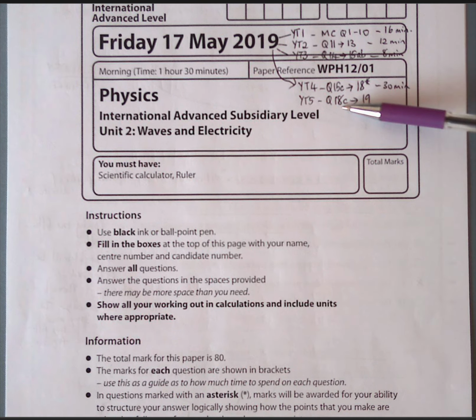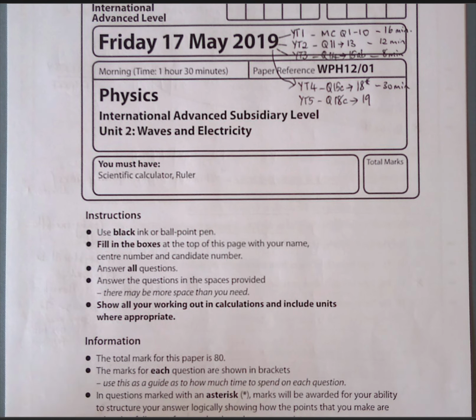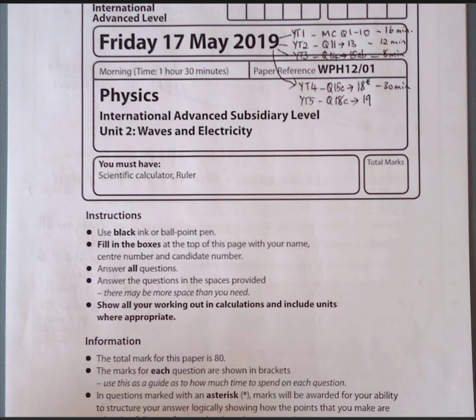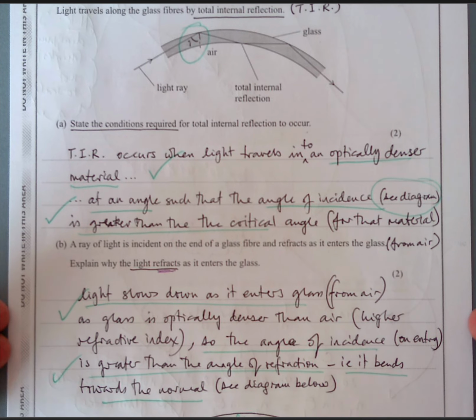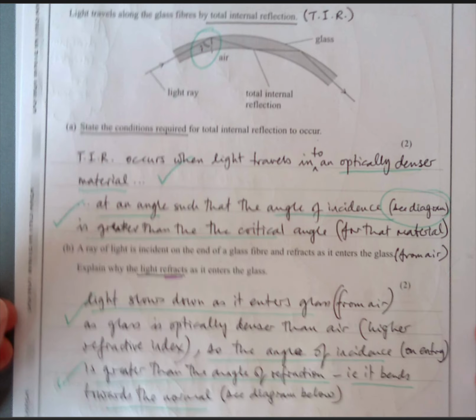So I'm going to show you 18 and 19, the last two questions in the final YouTube video on this exam for Edexcel Physics International A-Level, Unit 2, Waves and Electricity. I've already shown you question 18 in the previous video, so you can have a look at the explanation. This is question 18, fiber optics, endoscopes.